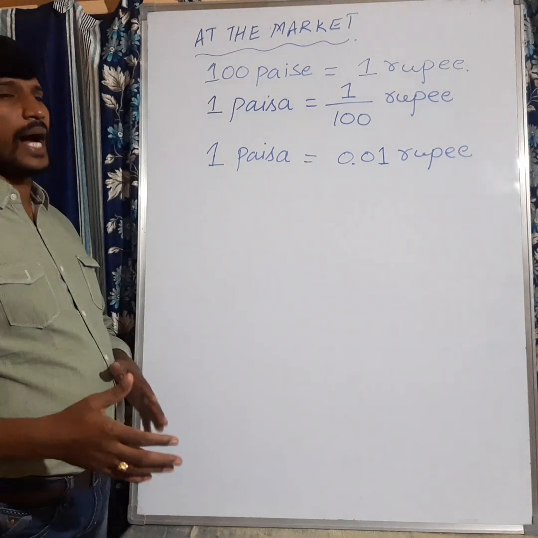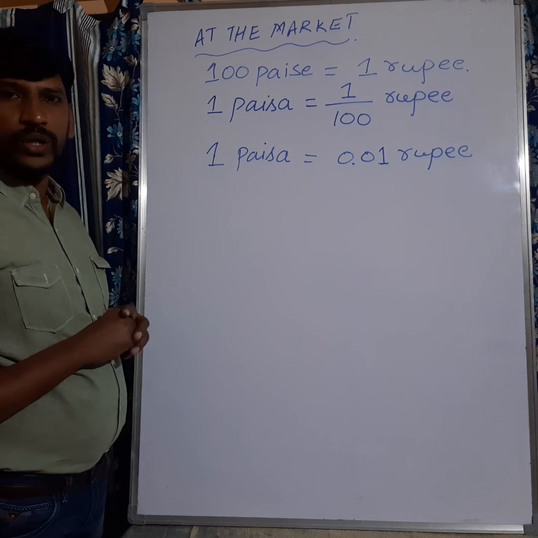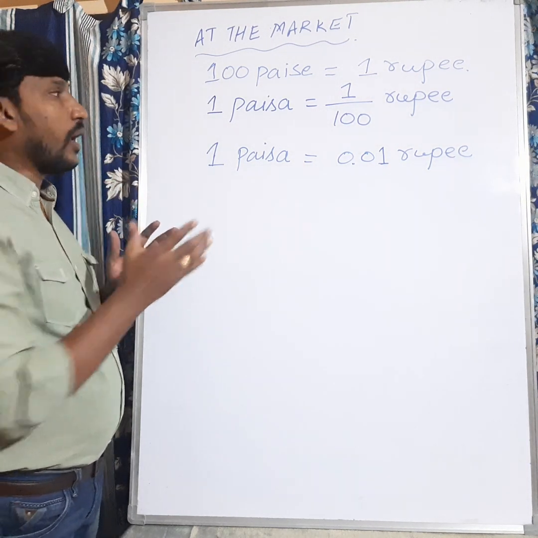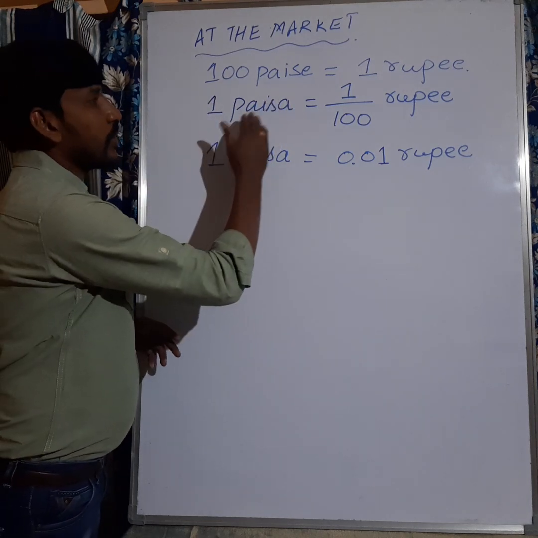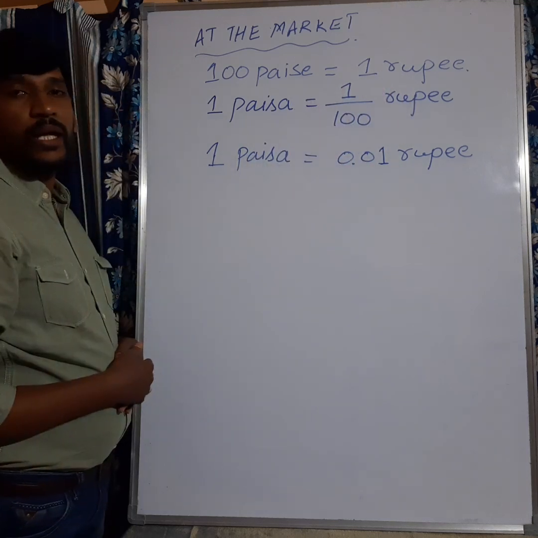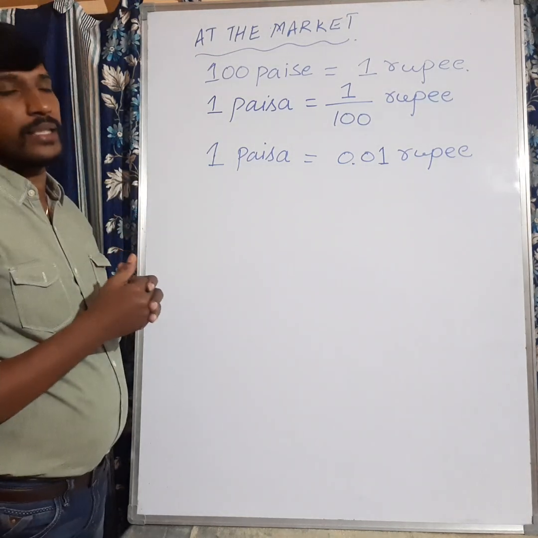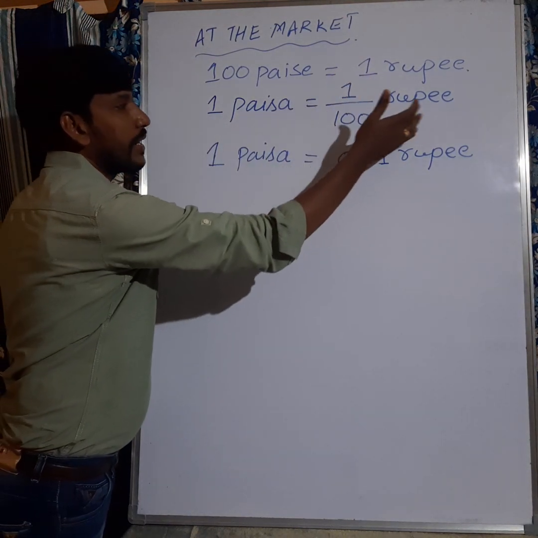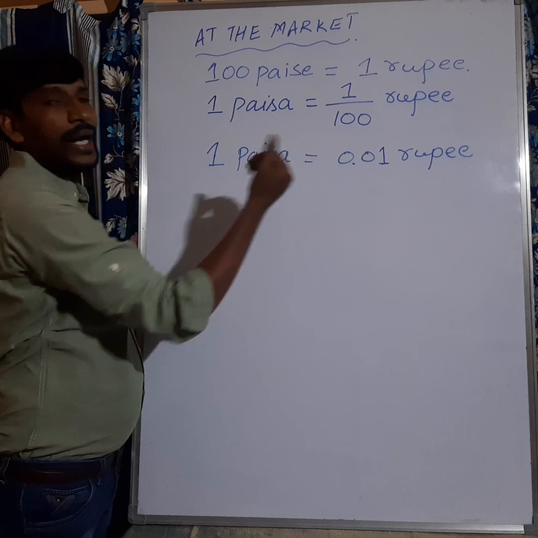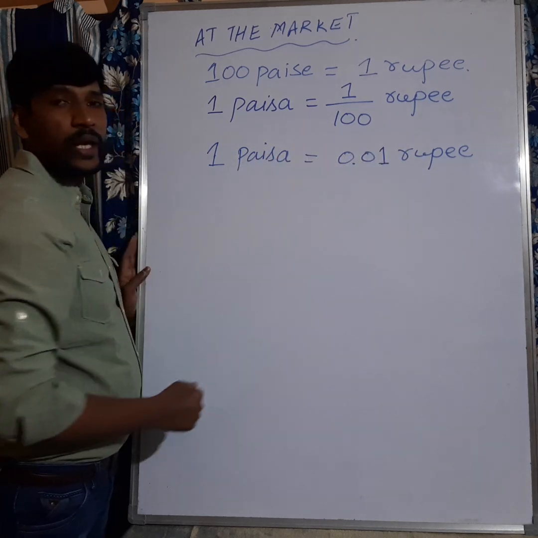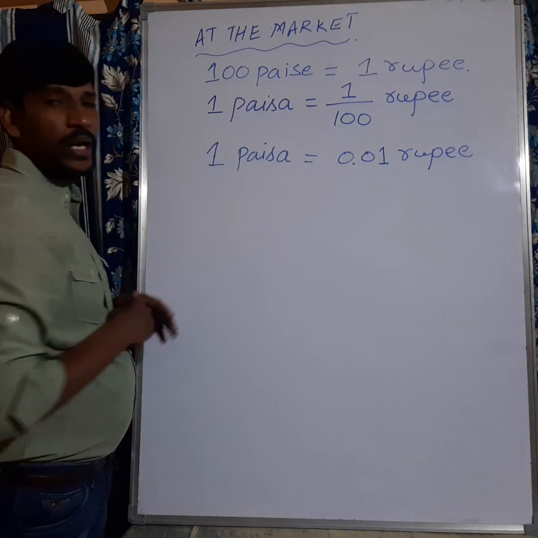Before discussing that, everyone knows that 100 paise is equal to 1 rupee. Then 1 paise is equal to how many rupees? 1 paise is equal to 1 by 100 rupee. We are going to take the 1 by 100th part. So 1 paisa is equal to 1 by 100 rupee, and this 1 by 100 can be written as 0.01 rupee. Everyone knows that. Clear my dears? 1 by 100 is nothing but 0.01 rupee.